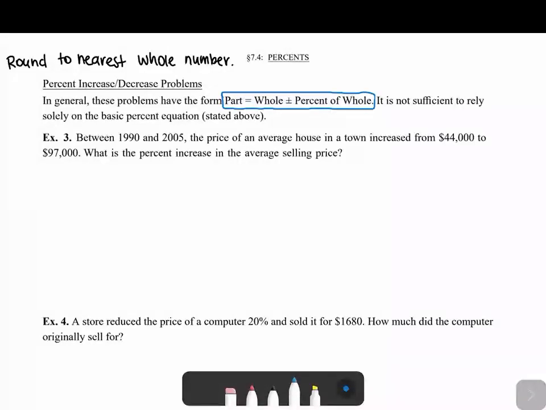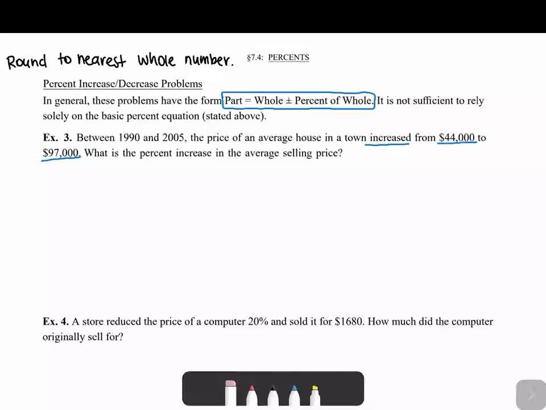Like I said, I think it's easy to just go into this first example. Between 1990 and 2005, so we have these two years, the price of an average house in a town increased from 44,000 to 97,000. So I guess we're just underlining important information here.